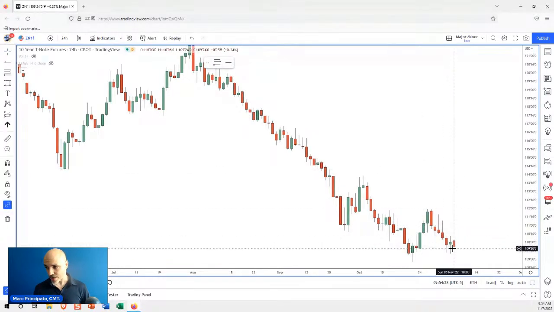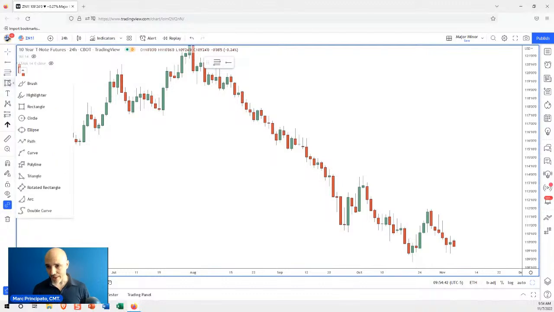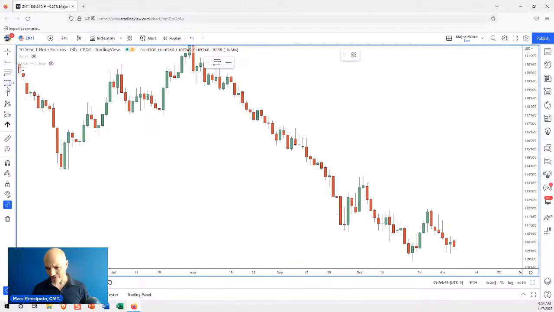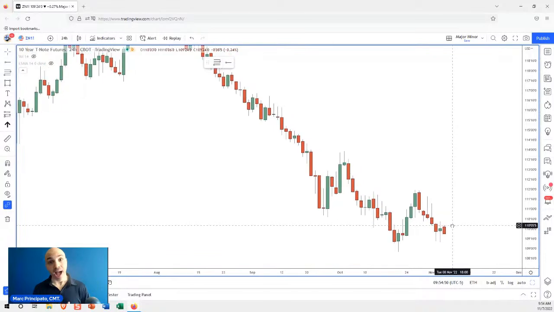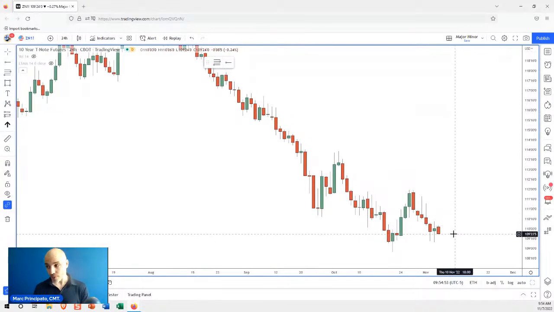On Friday, it tried to turn right on that NFP number. Again, I don't pay attention to how NFP came out. I look at the price. I don't care how NFP came out. I care about how the market behaves as a result, because the market knows how to price it in. I don't. So I trust the price.